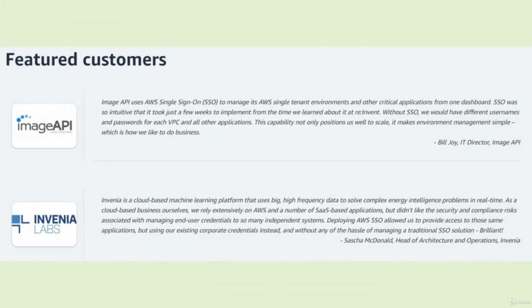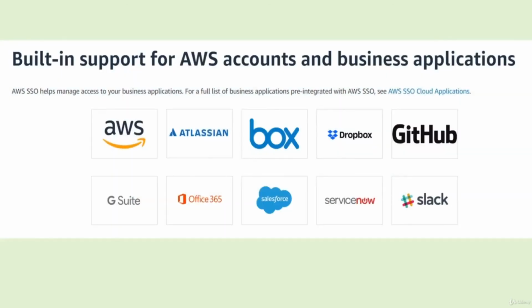Various customers have benefited from SSO, be it startups or tech giants. They could build it for their SaaS solutions, software as a service, or different kinds of things. There is built-in support for AWS accounts and business applications like Dropbox, Slack, Office 365, Google's G Suite, Box, and other things. And of course, all the services of AWS.